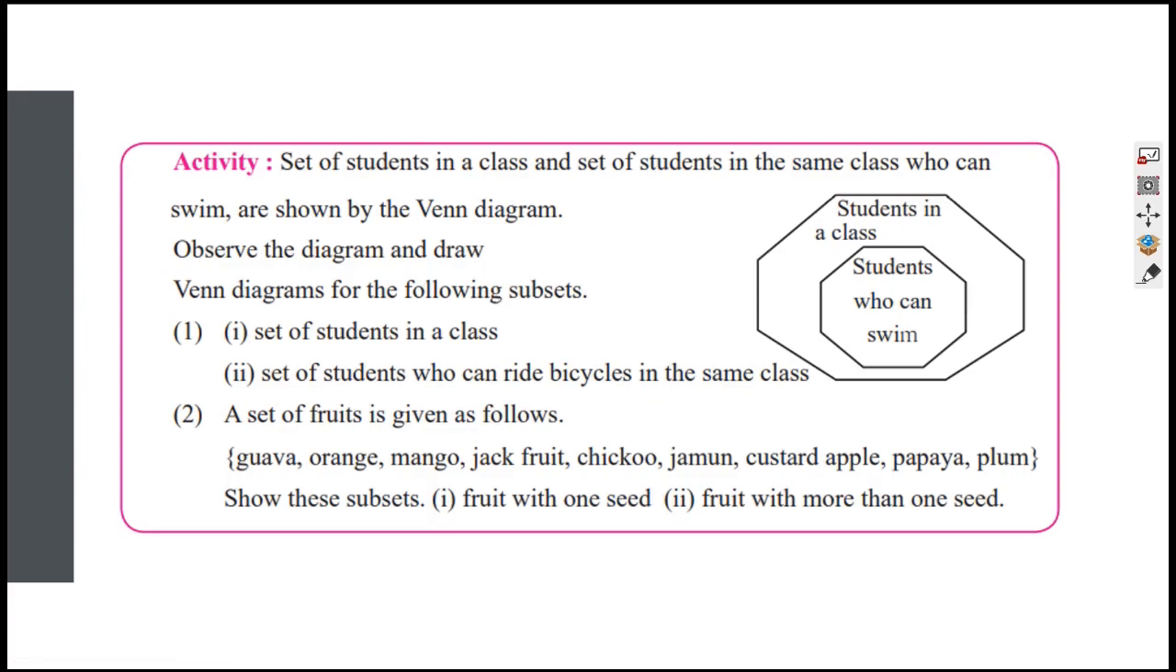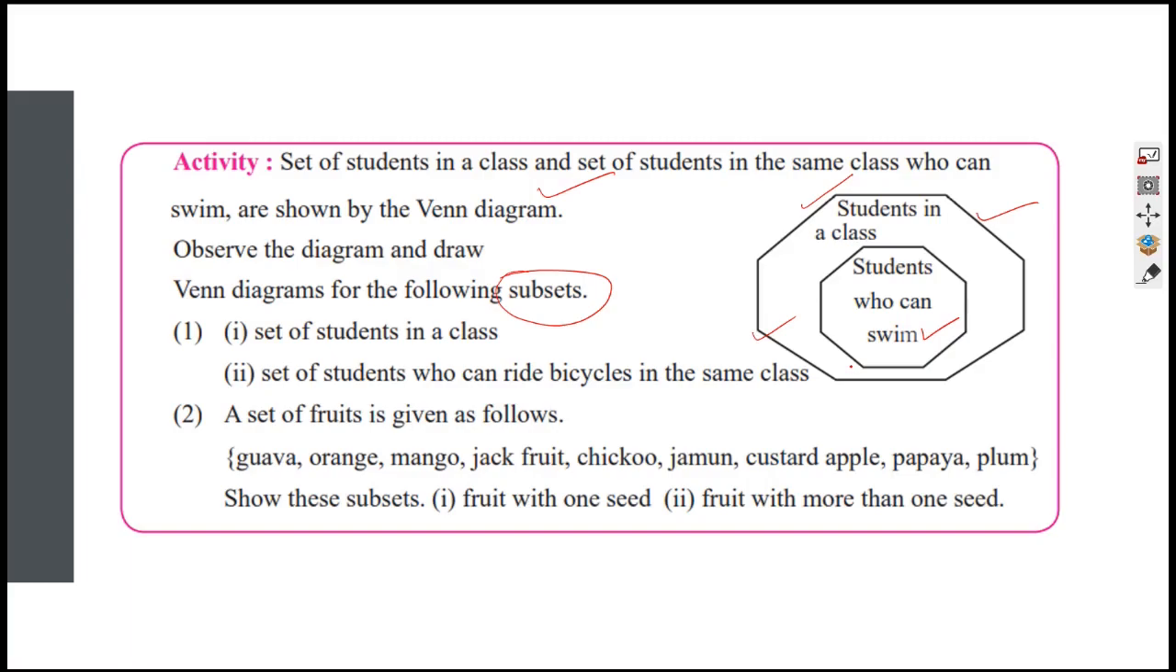Venn diagrams are very useful in representing certain relationships, I told you. Look at this particular Venn diagram where the students in a class are shown with a polygonal picture, and within that class there are students who can swim, shown within. So there is a main set and a subset over here. There is a universal set and a subset over here. The concept of subset can be very easily represented in Venn diagrams.